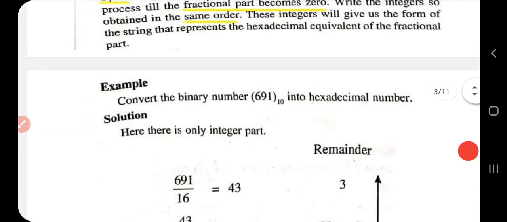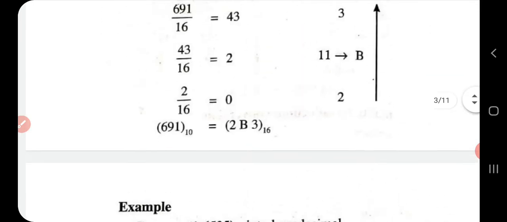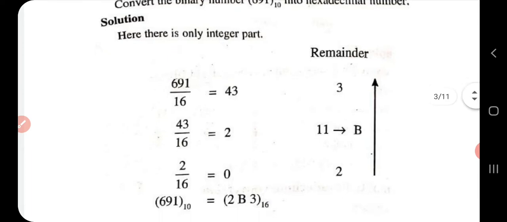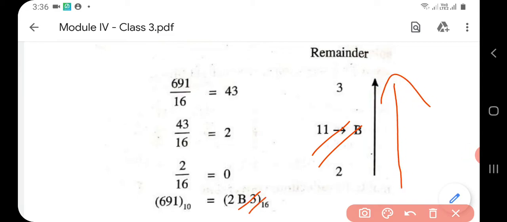Here they have given only an integer. There is no fractional part, so here you continue dividing by 16, right? And then you get the remainders. Note that you are getting a remainder 11, but remember you are working with the hexadecimal system, or you are asked to convert it to the hexadecimal system. So you need to substitute this 11. Instead of writing 11 you have to write the corresponding letter. A stands for 10, so 11 stands for B. So in your answer you have to write not 11 but B, and the answer is written from bottom to top, which we have studied.